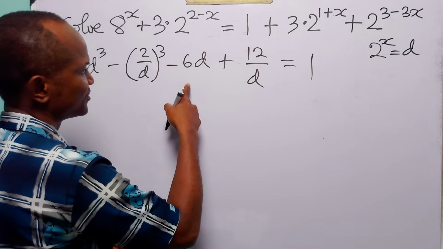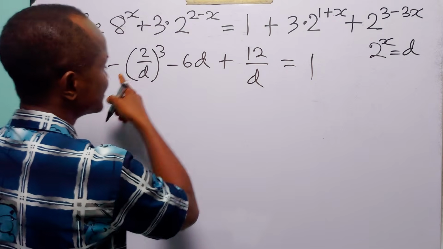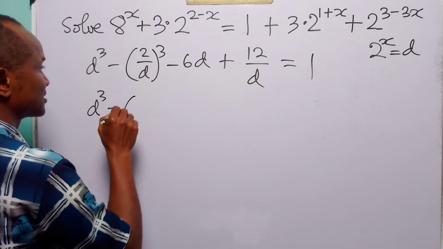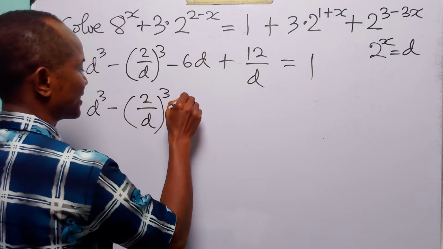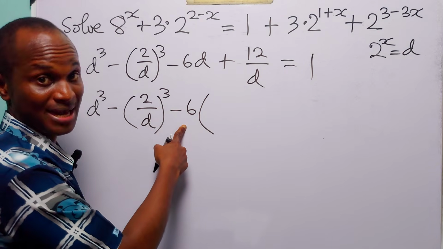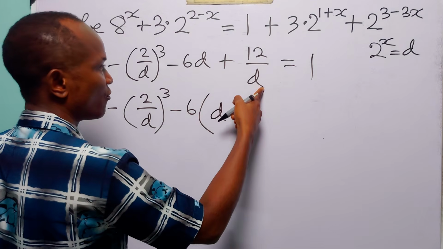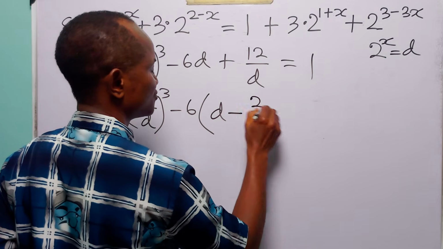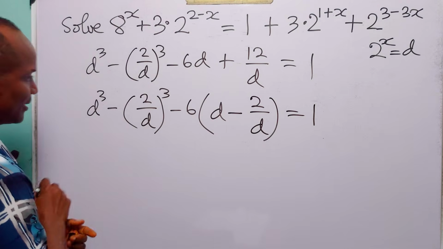Now, when you look at these two terms, you'll see a common factor, which is 6. So we can write this equation as d cubed minus 2 over d cubed minus 6 into minus 6d divided by minus 6 is d, and 12 over d divided by minus 6 is minus 2 over d. This is equal to 1.